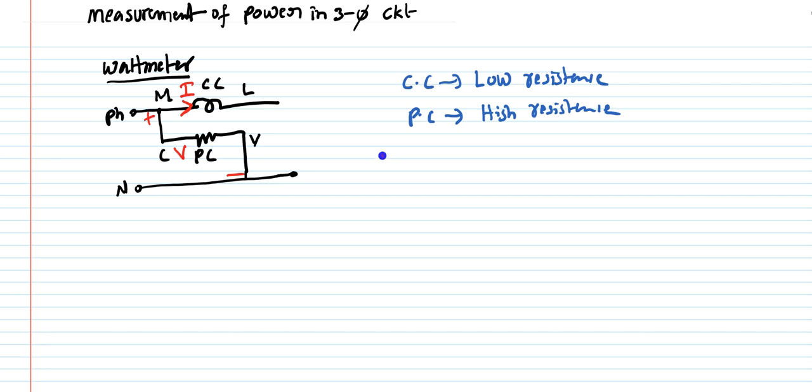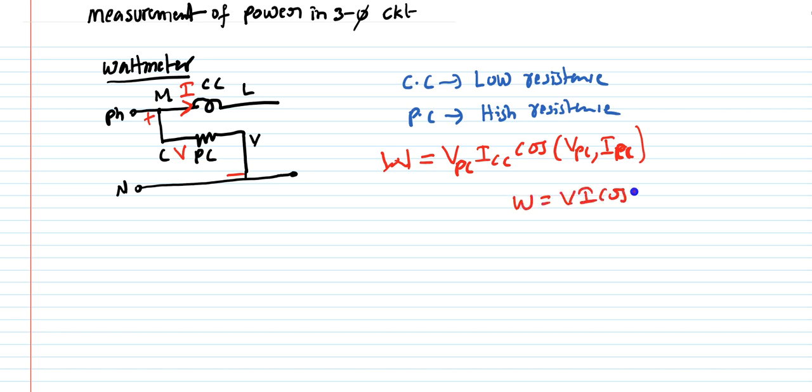Then finally, what the wattmeter is going to read is V, the pressure coil voltage, and I, the current coil current, and cos theta, the angle between VPC and ICC. So this is what the wattmeter is going to read: W is equal to VI cos theta, isn't it? This is the power developed in any AC circuit, and that can be measured by your wattmeter.